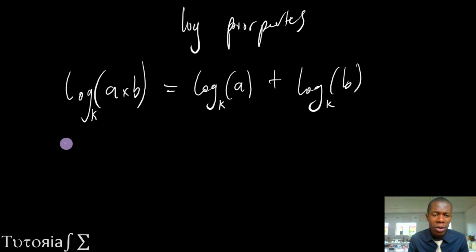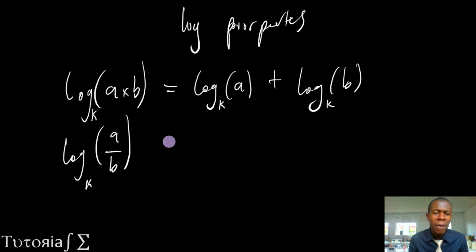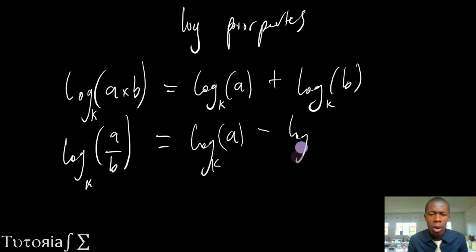The same applies for division. If you have log base k and a is being divided by b, this becomes log of a base k minus log of b base k. In other words, wherever you see logs of the same bases subtracting, you can simply simplify and bring them together like that. So this is division.